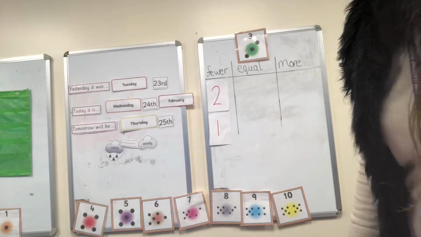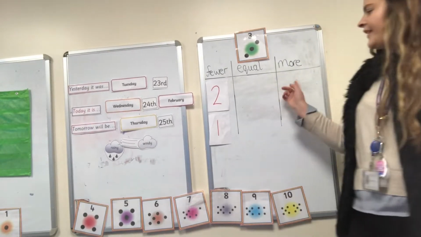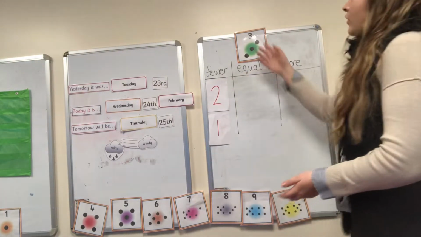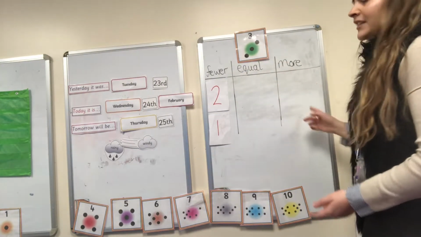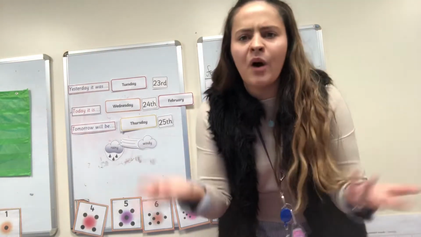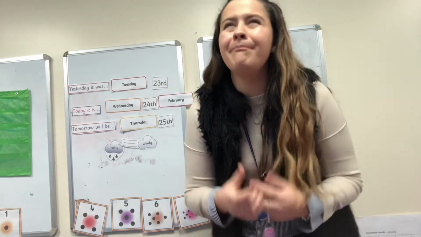Brilliant. Right. Now we're going to look at this column here. And this column is numbers that are more. So we've got the number 3, remember that's our number. We need to find a number that is more than 3. What number is more than 3? Which number is bigger?